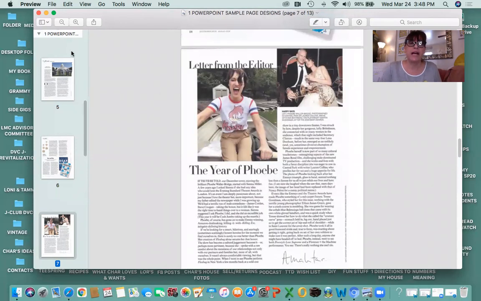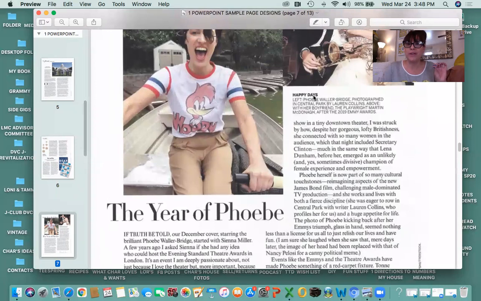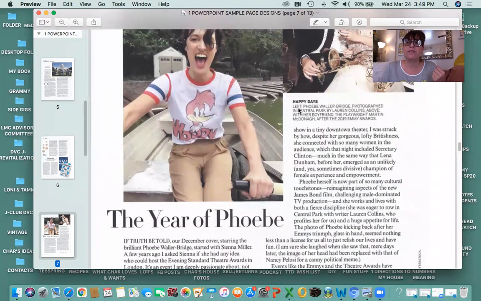And here is the photo caption. This is really super, super important, all of you. You have to leave room for a photo caption. Theirs are all in caps. I don't really like that, but it's a style. And you have to have a photo caption. Here they say left, Phoebe Waller-Bridge, photographed in Central Park by Lauren Collins. So I guess that is not the editor herself. And then above with her boyfriend, the playwright, Martin McDonagh, after the 2019 Emmy Awards.